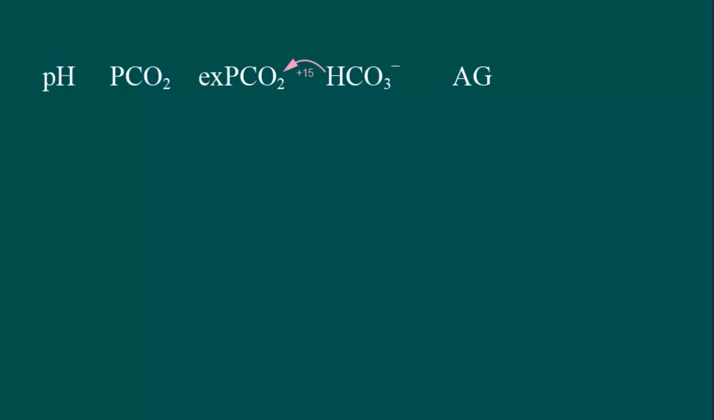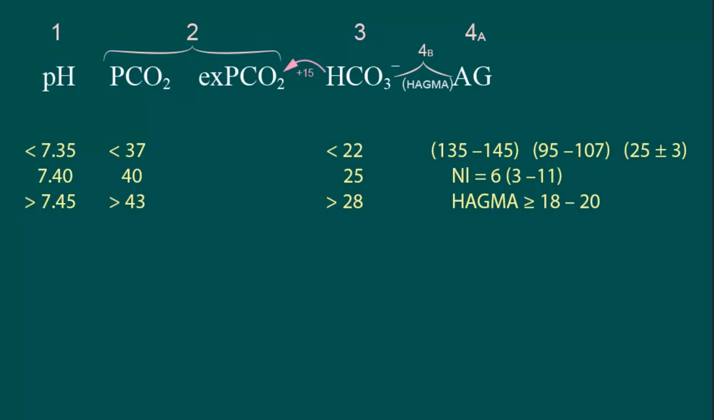Let's take a moment and look at the 4 steps of acid-base analysis. Now, although we kind of thought of it conceptually like pH and then the respiratory and metabolic components of pH, for the actual analysis we go through 4 general steps. First step is looking at the pH, see if you're acidemic, alkalemic, or neutral. Then we look at the PCO2 and the expected PCO2 to understand the respiratory component. For step 3, we look at bicarb alone, and that gives us our net metabolic status.